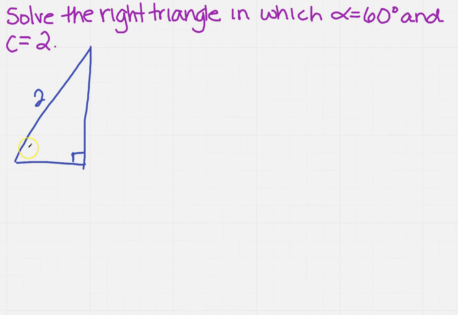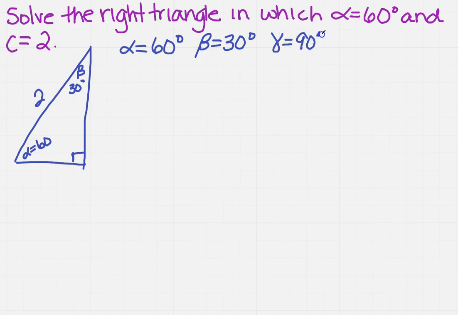Remember that alpha is down here and beta is up here. So alpha is 60. What does that make beta? Well, we know the whole thing has to add up to 180, so beta is 30 degrees. Oh, this is getting kind of interesting. I'm going to go ahead and write those out so I remember what I wrote. So alpha, we said, is 60 degrees. We said that beta is 30 degrees. And remember, the other angle is gamma, and that's going to be a 90-degree angle.